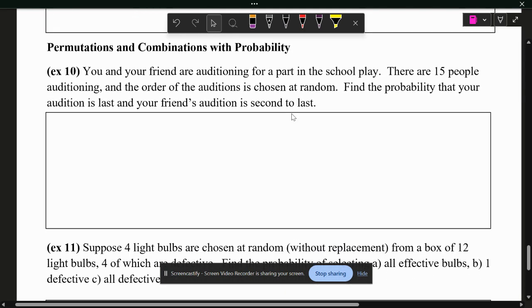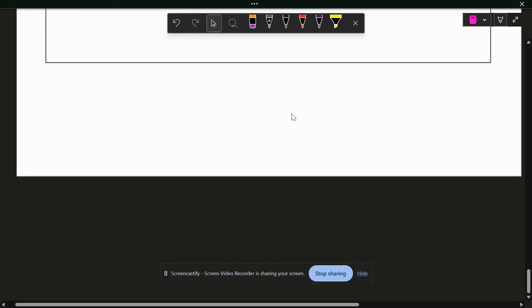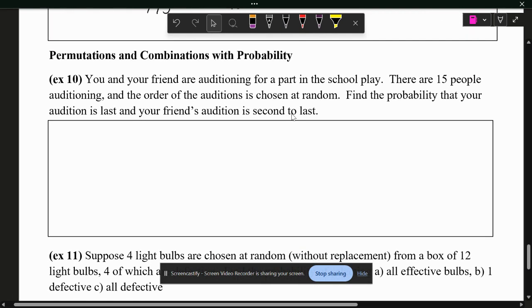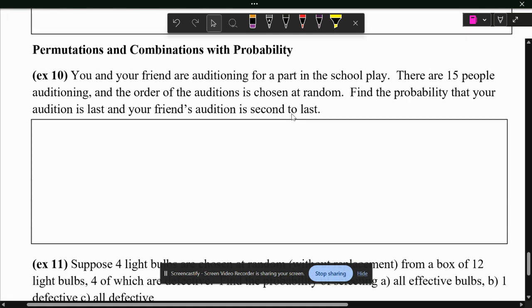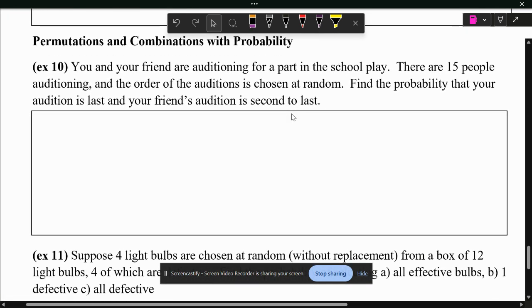All right. Last thing that I have for you is probably the most difficult. Permutation and combinations with probability. So this is usually combinations. I think this first one might be a permutation, but let's kind of dig into it. You and your friends are auditioning for a part in a school play. There are 15 people auditioning, and the order of the auditions is chosen at random. Find the probability that your audition is last and your friend's audition is second to last.